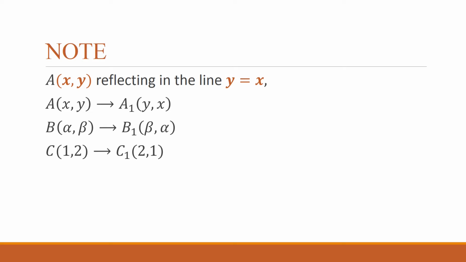And in the same way, if I have my object point C, which is (1, 2), to get the image point, I just have to reverse (1, 2), which becomes (2, 1). And so the image is C1, which is (2, 1).